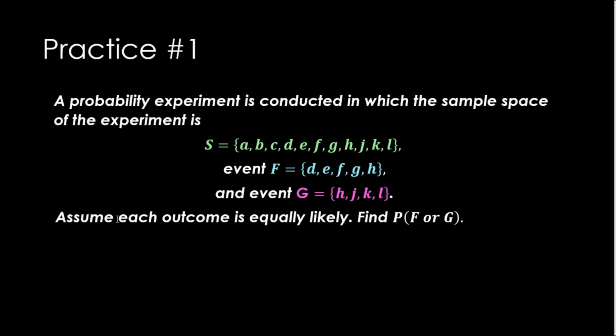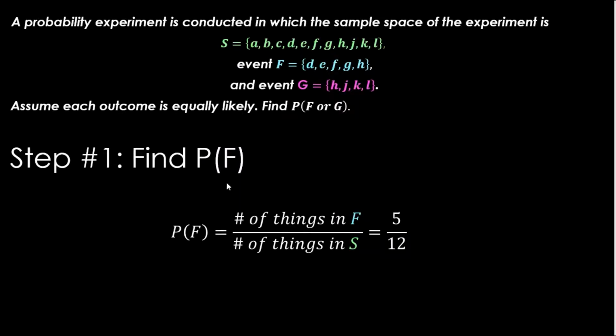Let's do a practice problem to see how this works. A probability experiment is conducted in which the sample space of the experiment is S is equal to the set A through L, event F is equal to the set D, E, F, G, H, and event G is equal to the set H, J, K, L. Assume each outcome is equally likely. Find the probability of F or G. First off, notice that the equation asked us for F or G. This is a cue that we'll need to use the general addition rule. First, we start off by finding P of F.